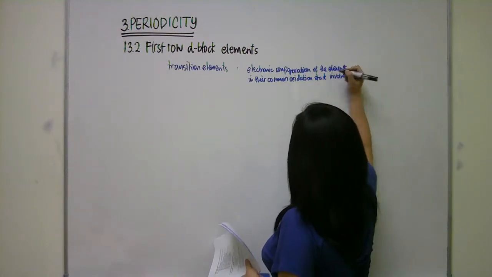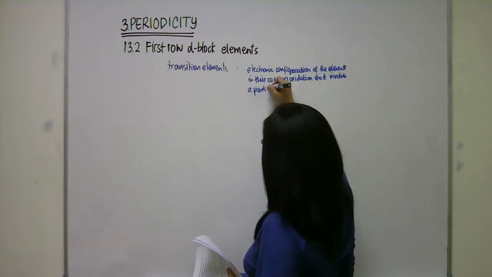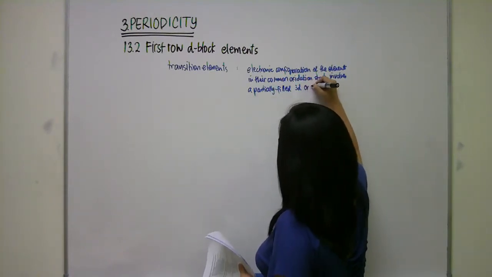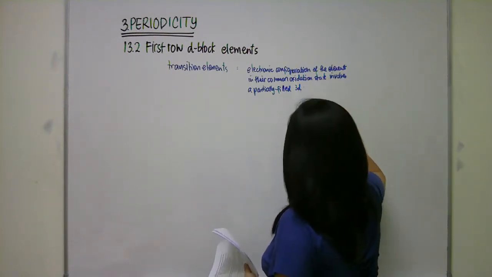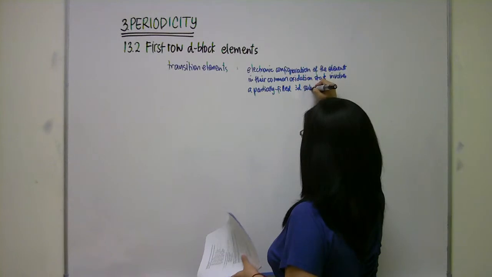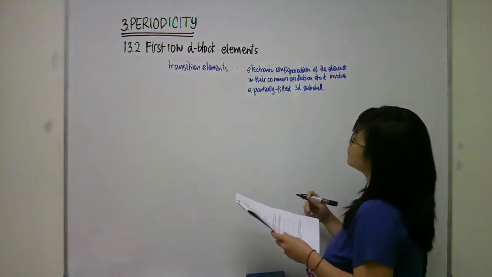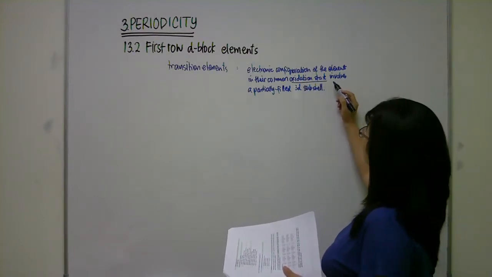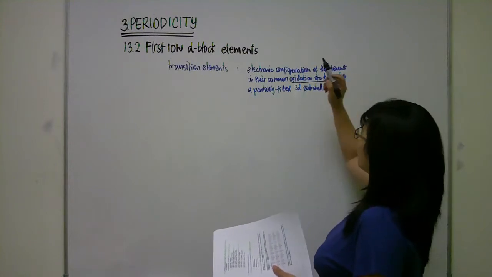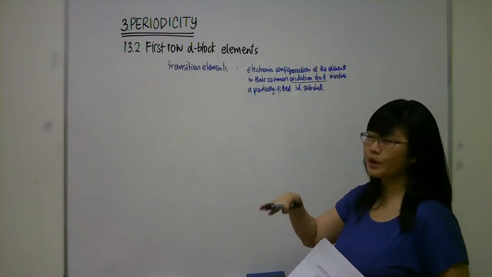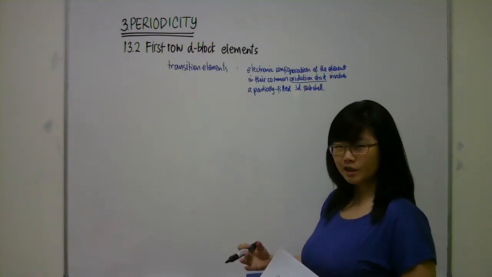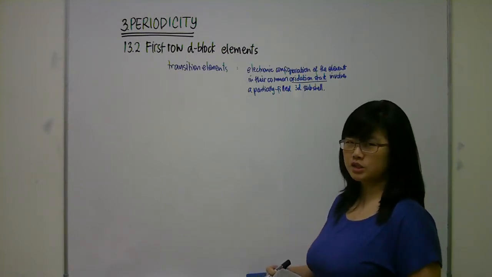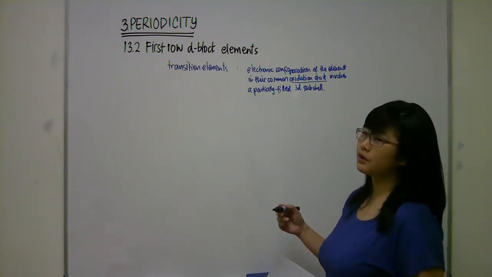Involves a partially filled 3D subshell. Okay. So always emphasis is about the oxidation state in the electronic configuration of the element in their common oxidation state. It's not about the element itself, but after it reacted with something, after there is a change in the oxidation state from 0, then they have a partially filled 3D subshell.